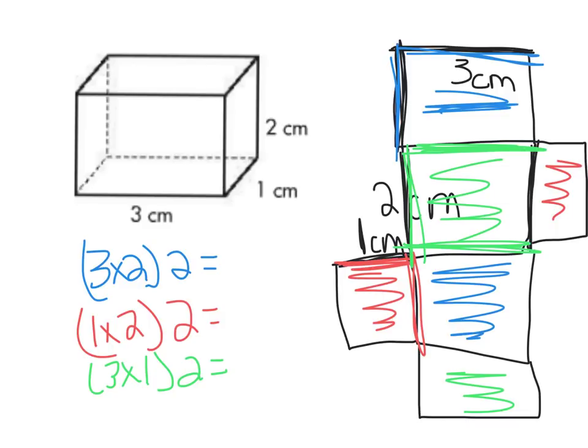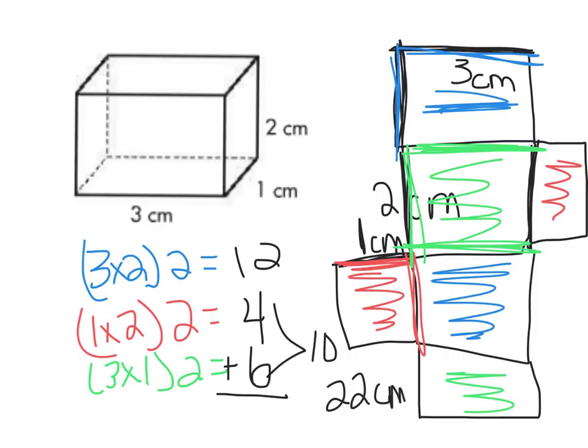So I'm going to go ahead and do my multiplication here. 3 times 2 in this top one. 3 times 2 is 6. Times 2 more is 12. And then here, 1 times 2 is 2. Times 2 is 4. And then this last one, 3 times 1 is 3. Times 2 is 6. And then I just add it up. Well, 6 plus 4 is, that should be 10. And 10 plus 12. So I'm going to have 22 centimeters squared.